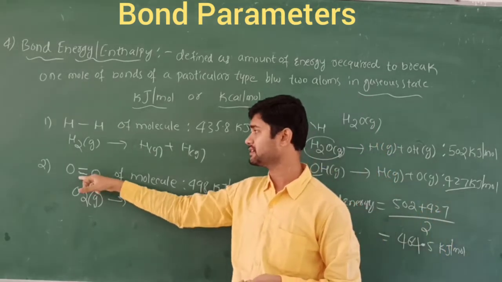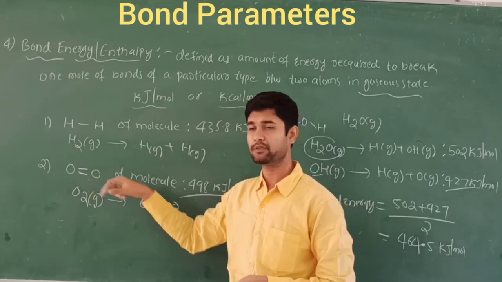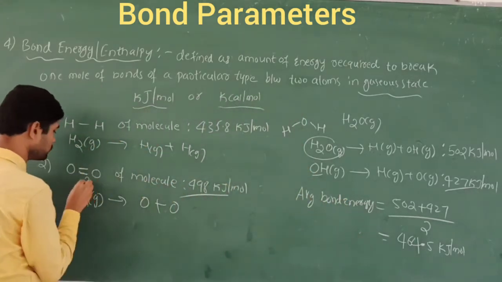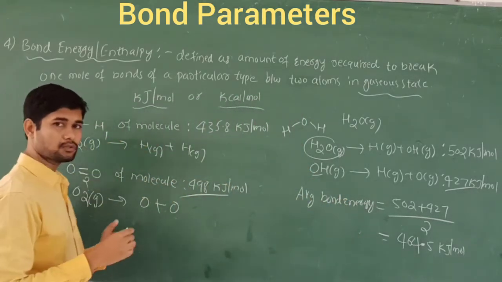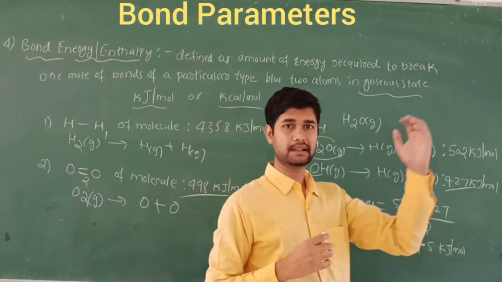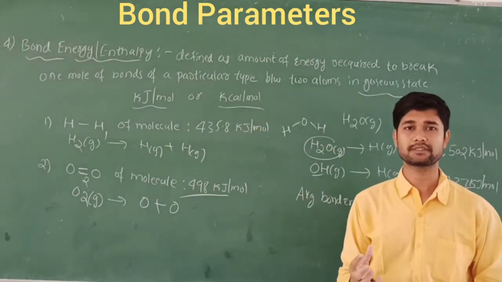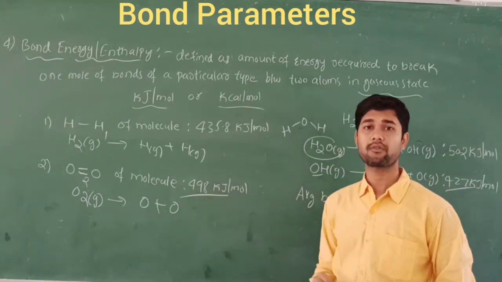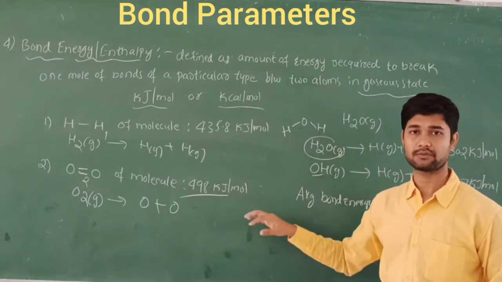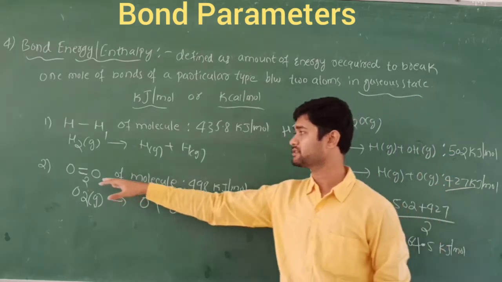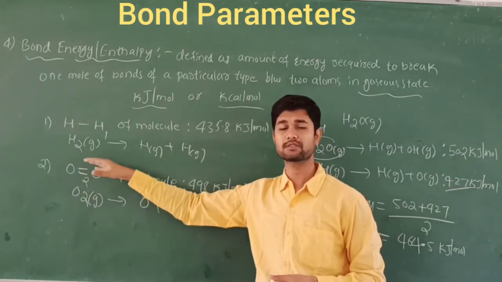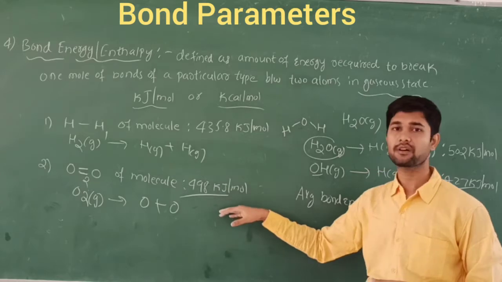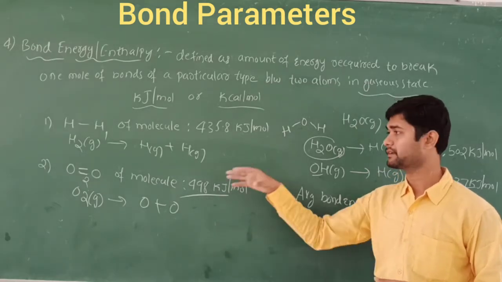Oxygen is divalent. Here the bond order is 2, and in the earlier case the bond order was 1. As the bond order goes on increasing, a larger amount of energy is also required to break the bond. That's why it requires nearly 500 kilojoule per mole, because the bond order is increased. More energy is required to break down this bond.